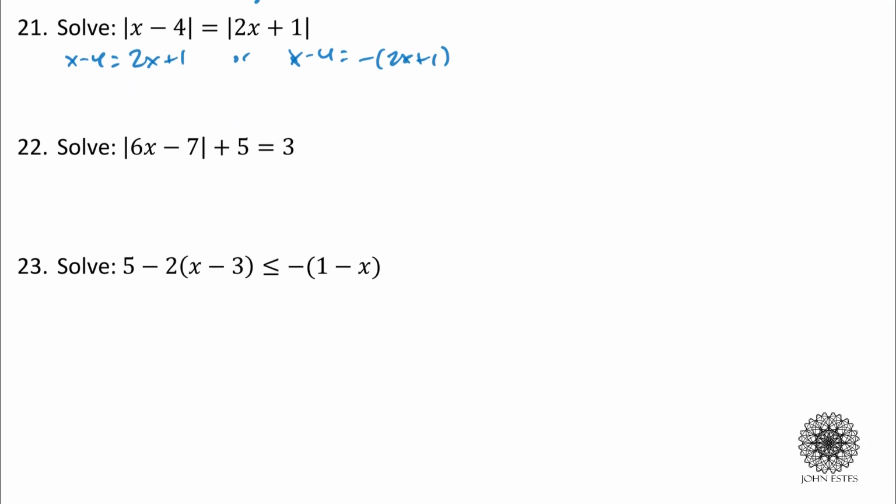Okay, so in the first case, I subtract over the 2x, end up with negative x equals, bring over the positive 4, negative x equals 5, or x equals negative 5. And on the other side, remember I distributed the negative, so I have x minus 4 equals negative 2x minus 1. I add over the 2x, end up with 3x on the left, and on the right I end up with 3, because I added negative 1 plus 4, which means x equals 1. So my solution for this is negative 5 and 1.